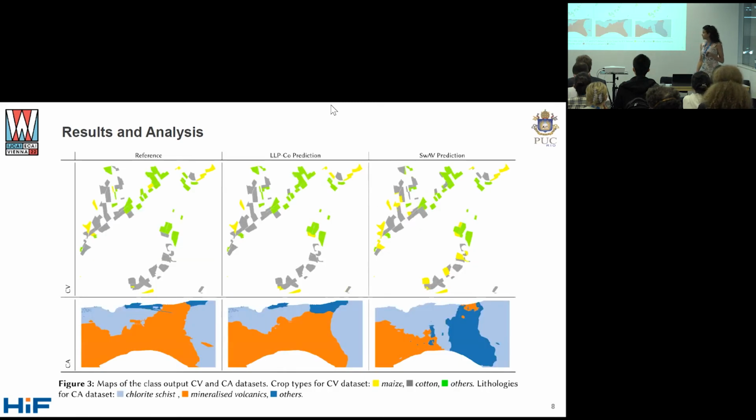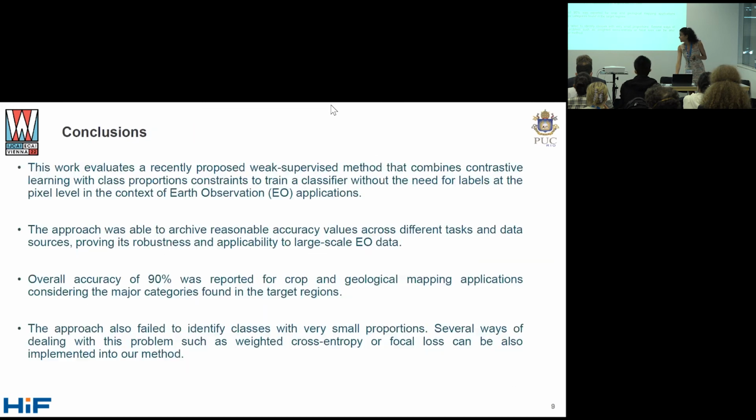And finally, I want to show just a clip of the prediction maps compared with the self-supervised method that we use as baseline, which doesn't employ proportion information about the classes. And we can see that the mappings are fairly accurate, except in some regions, for example, the class others in the geological dataset.